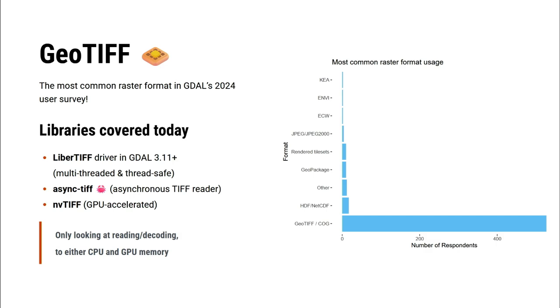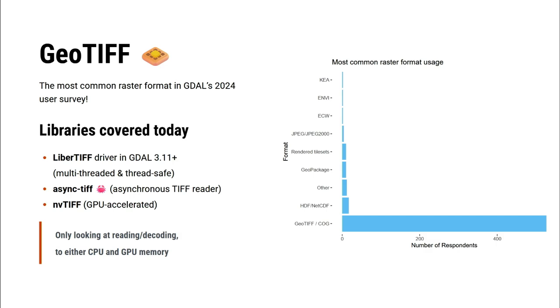And today I'm going to cover Rust-ish libraries, but there will be 3 libraries I cover today. First one is the libTIFF driver, which is this multi-threaded and thread-safe driver that's present in GDAL 3.11 plus. I'll touch on async-TIFF, which is a library that my colleague Kyle and a few others from development suite have been working on. It's an asynchronous TIFF reader built completely in Rust.